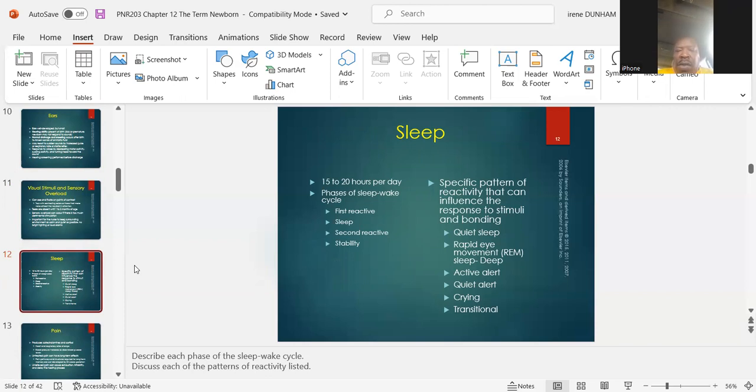They say they sleep about 15 to 20 hours per day, and they have phases of when they're asleep and when they wake up. You have the first reactive phase, where they're awake, and then you have sleep. We talked about these phases already, so this is kind of a repeat. Then you have the second reactive phase, and then the stability where they sleep for a while, and then they wake up. Babies will wake up crying because they're hungry, and usually breastfeeding moms feed every 2 to 3 hours.